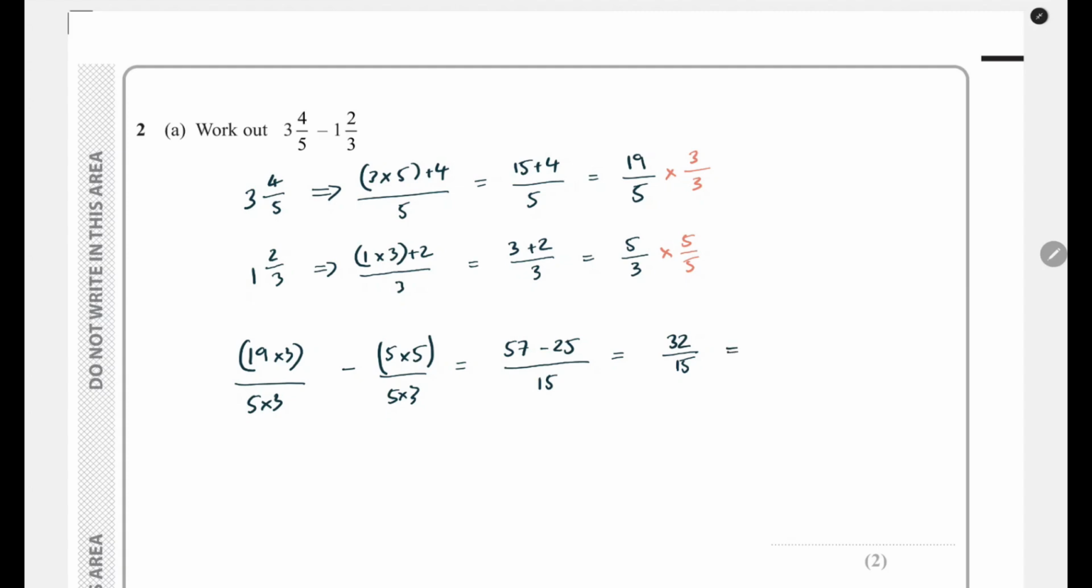And so we ask ourselves, how many times does 15 go into 32? That's twice, with the remainder of 2. So that's 2 over 15. So our final answer is 2 and 2/15.